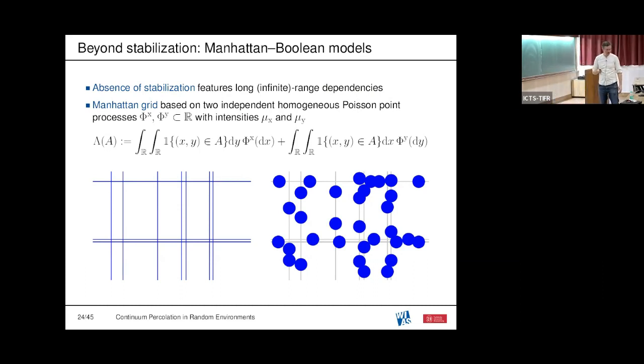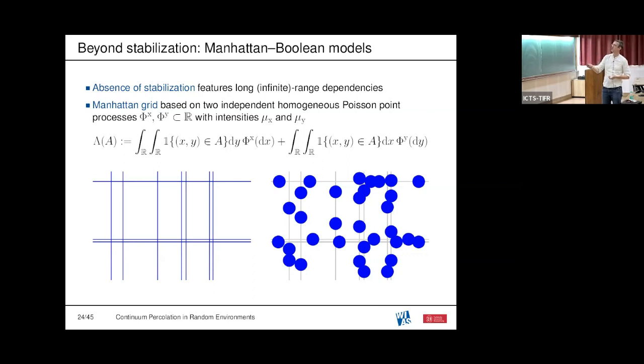We also wanted to move beyond stabilizing environments, and the easiest case for us seemed to be the Manhattan grid. So here is a definition. I explained it in words already earlier. So yeah, this is technical. You should look at this.